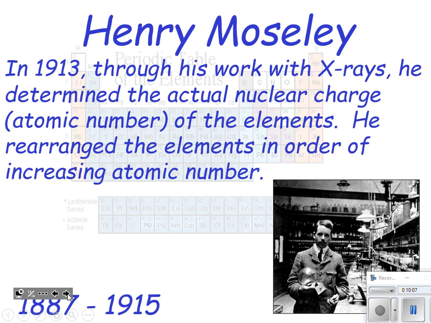Along then came Henry Moseley. He was working with X-rays, and he determined the actual nuclear charge, the atomic number of the elements. So when Moseley came around, he ordered his periodic table based on atomic number, which is the number of protons, and not the atomic mass. 1913.